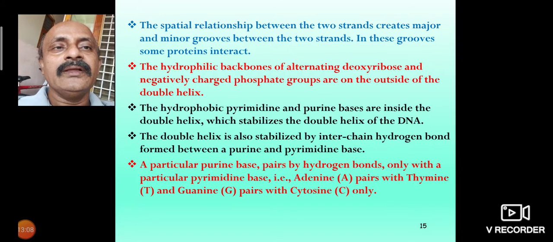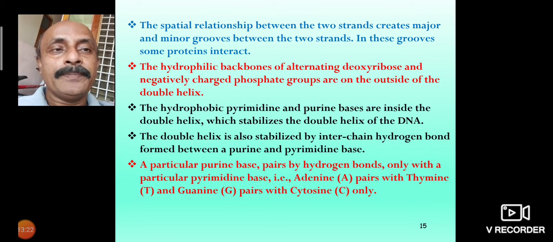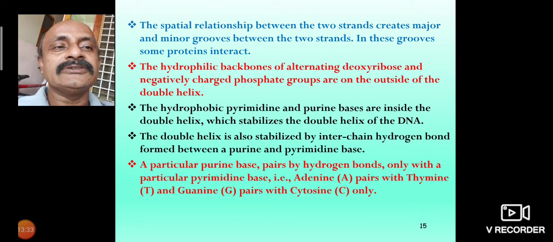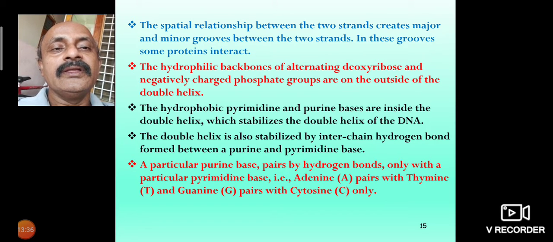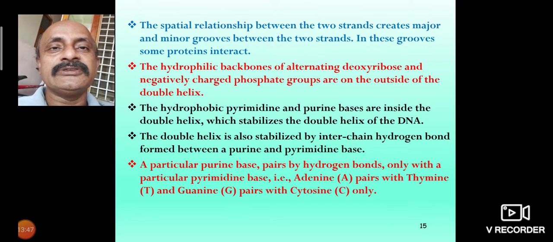The hydrophilic backbone of alternating deoxyribose and negatively charged phosphate groups is on the outside of the double helix. The hydrophobic pyrimidines and purines are inside the double helix, which stabilizes the double helix of the DNA. The double helix is also stabilized by interchain hydrogen bonds formed between purine and pyrimidine bases.